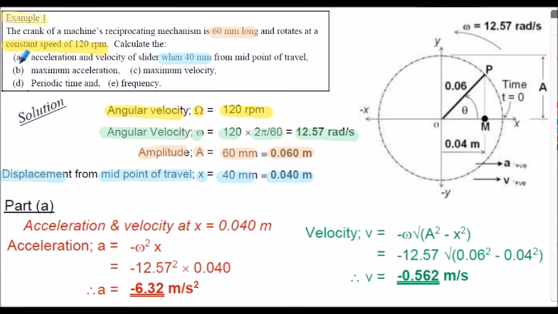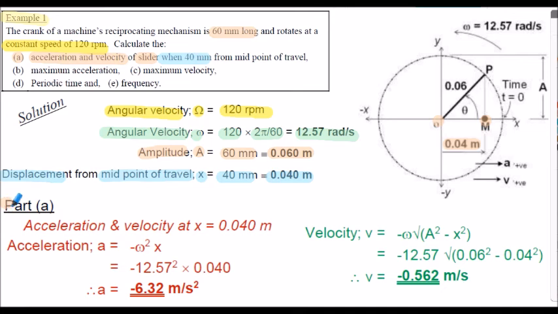So part A, we're asked to calculate the acceleration and the velocity of the slider when it is 40 millimeters from the mid position. Here's our mid position, and the slider point M on our diagram is 0.04 meters from it. I've drawn it to the right hand side here.